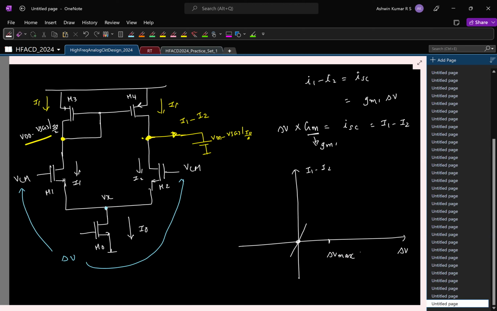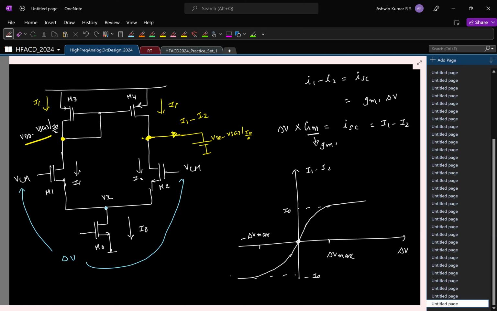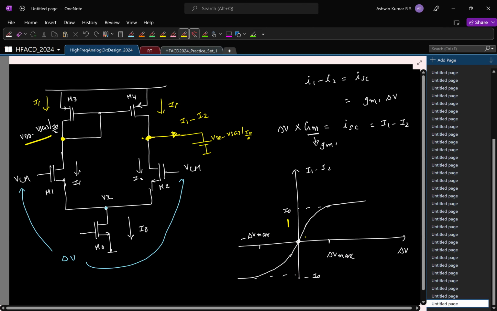At delta V max, we saw one transistor goes to cutoff. So entire current flows to one branch. So this saturates. Okay, maybe there's something like this. Similarly, in the negative side, it will do the same thing, right? This is minus I naught. Essentially it stays linear for a longer range of delta V. I mean, longer is all relative, right? For this range, it looks linear, right? Okay.